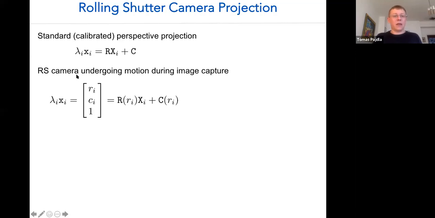And now when the camera is undergoing motion during image capture, and assuming, for instance, that we capture row by row, then at every row capture time we have a different pose. So our R and C now become functions of time, but time is actually proportional to the row coordinate. So now this equation becomes more complex, because R is now something we don't know, it depends on the time or the position, which is on the left-hand side. So it becomes more complicated. And of course this R, which was a single element before, now becomes a continuum of different rotations, and C a continuum of different positions as we move the camera in space during image capture. So these are new things.